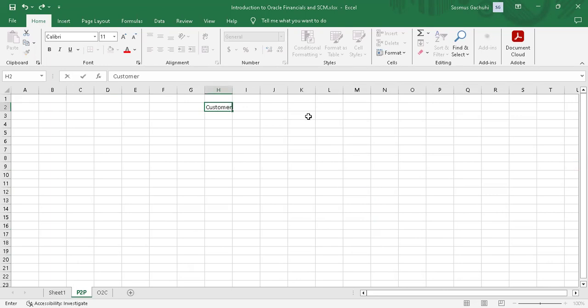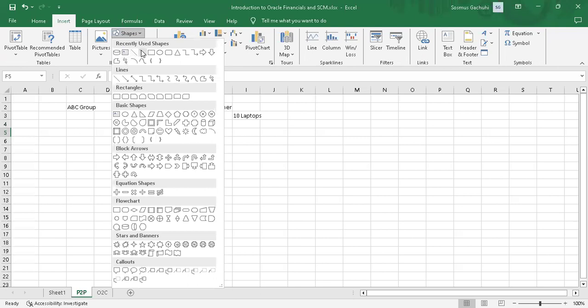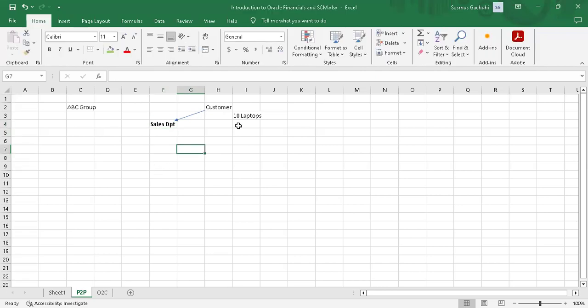So we have a scenario whereby we have a customer, and this customer probably wants, let's say, 10 laptops, and in organization ABC group, they sell laptops. So this customer will contact the sales department, or salesperson. I'll call them sales department. The customer will contact the sales department because they need to buy or purchase 10 laptops.